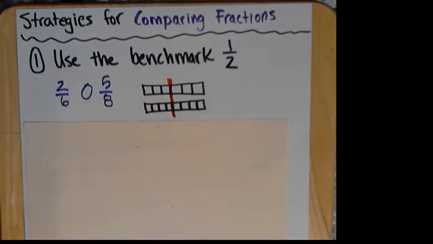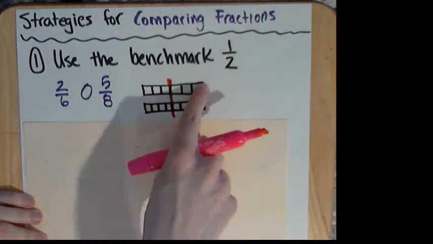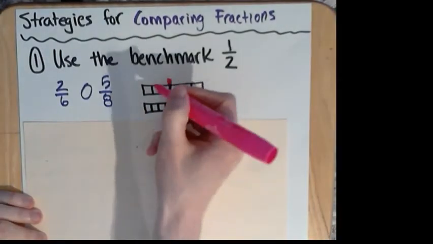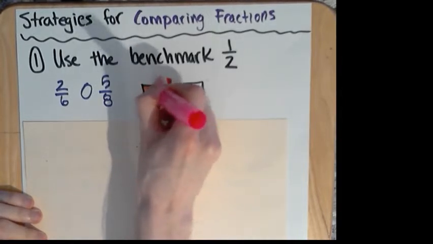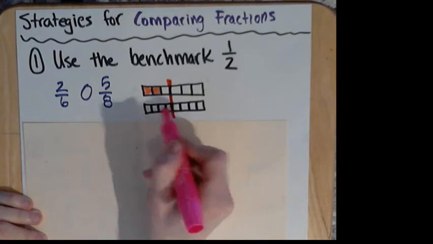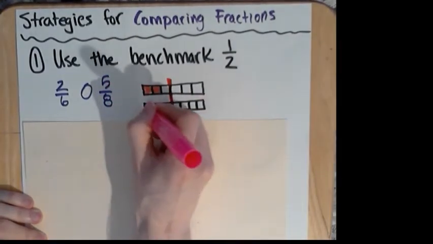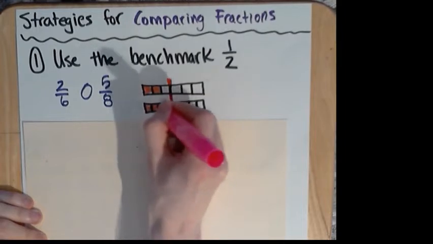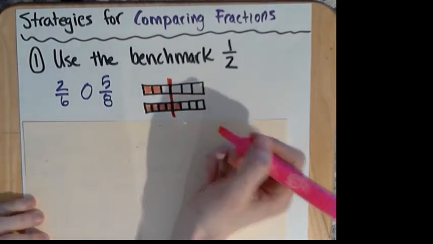I've got the rectangles already set up to model these fractions. So I'm going to use this one right here. This is split up into 6. So this is 2/6 is what I need to show. Here's 1 and 2. We're going to come down to this next one. This one's split up into 8s, and I'm going to shade in 5 out of 8. So there's 1, 2, 3, 4, and 5.